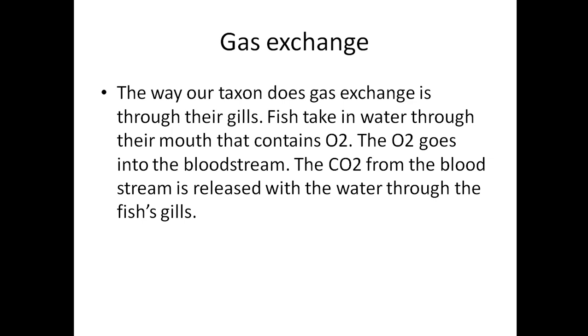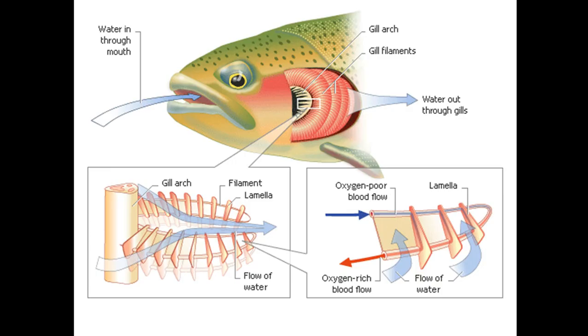So the gaseous exchange is with the dissolved oxygen. The fish take the water into the mouth that contains the oxygen, and that oxygenated water goes to the gills where the exchange of gases takes place. The carbon dioxide leaves the fish gill, and oxygen enters into the gills and then enters into the bloodstream.